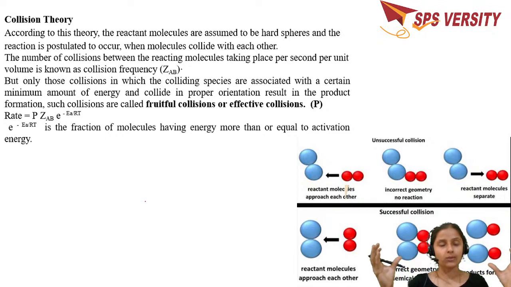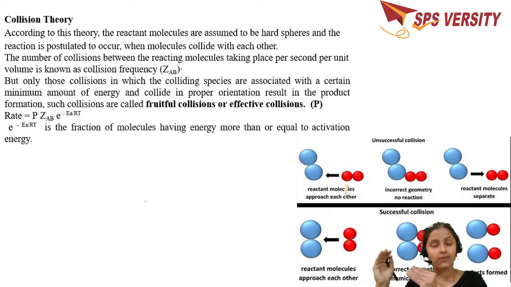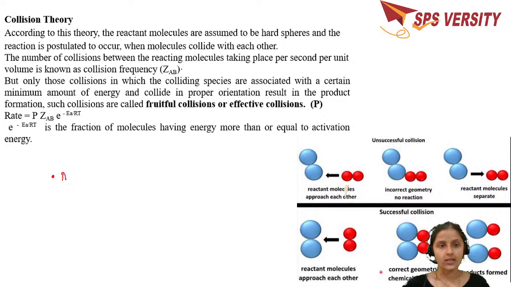Whenever the reactant molecules come and collide, definitely there will be collisions, but they may not form the products. If the products are formed because of that collision, then it's called an effective collision. Whenever we say effective collision, or successful collision, there are two factors. One is that the colliding molecules should have the proper activation energy, and the second is that they should have the proper orientation.